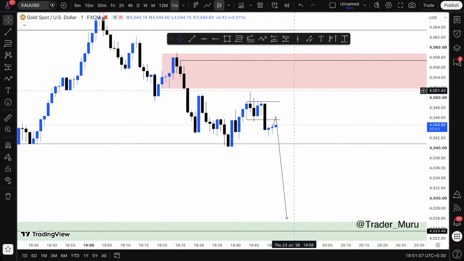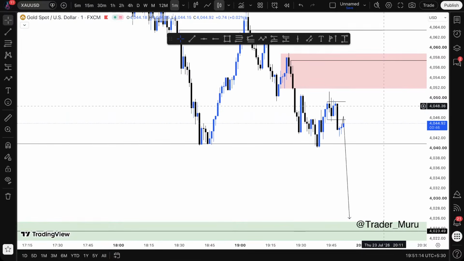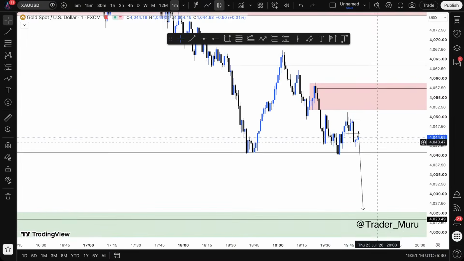If longing from 4023 to 20, where should I aim for the TP? Your TP will be 4100 or 4080.